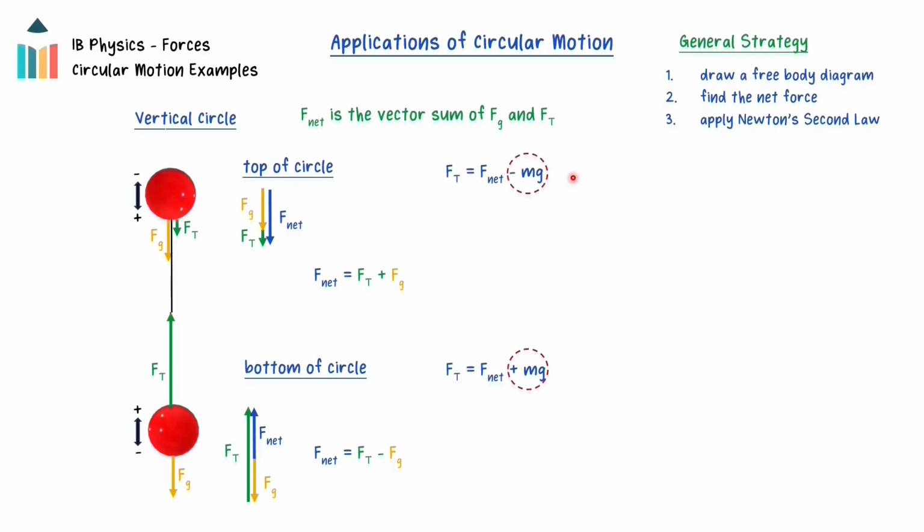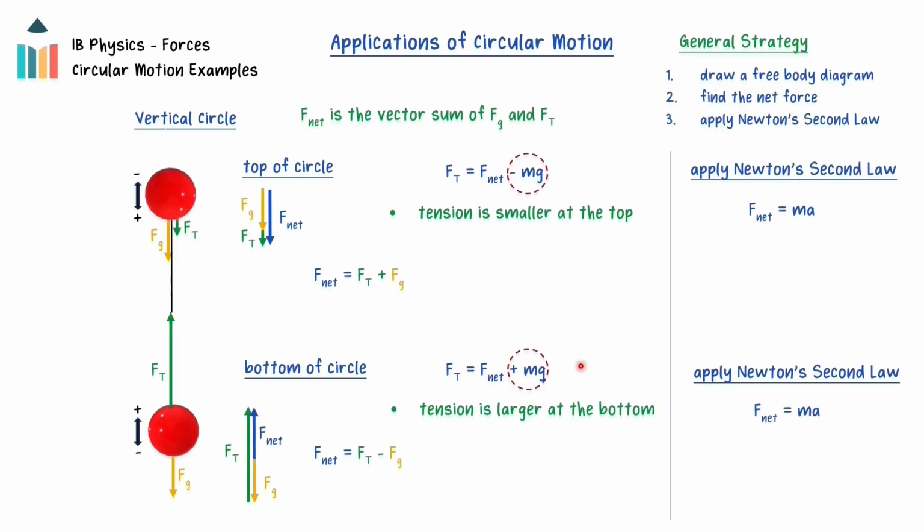Force of tension at the top is smaller in magnitude because the force of gravity is being subtracted from the net force, whereas at the bottom, the force of tension is larger because the force of gravity is being added to the net force.